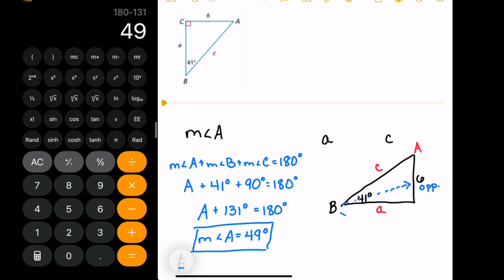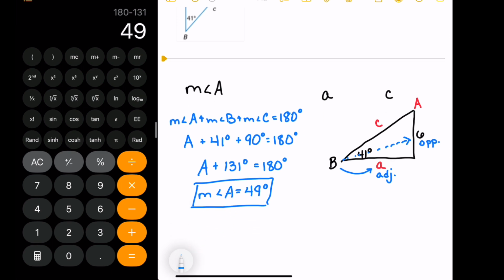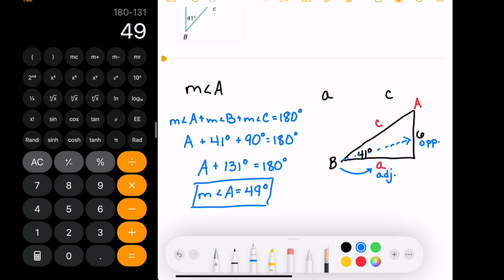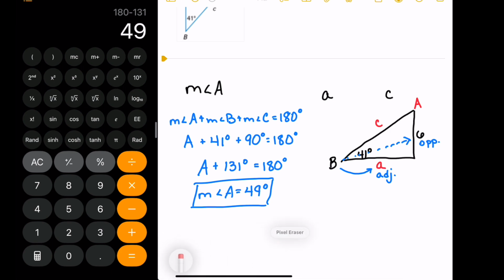What side do I need? I need side A. Side A is adjacent to side B. Side C, of course, being the hypotenuse. So I have the opposite side and I need the adjacent side. And of our three trig functions, sine, cosine, and tangent, which of those three trig functions uses opposite and adjacent? The answer, of course, is tangent. The tangent of our given angle, the tangent of 41 degrees, is equal to opposite over adjacent.